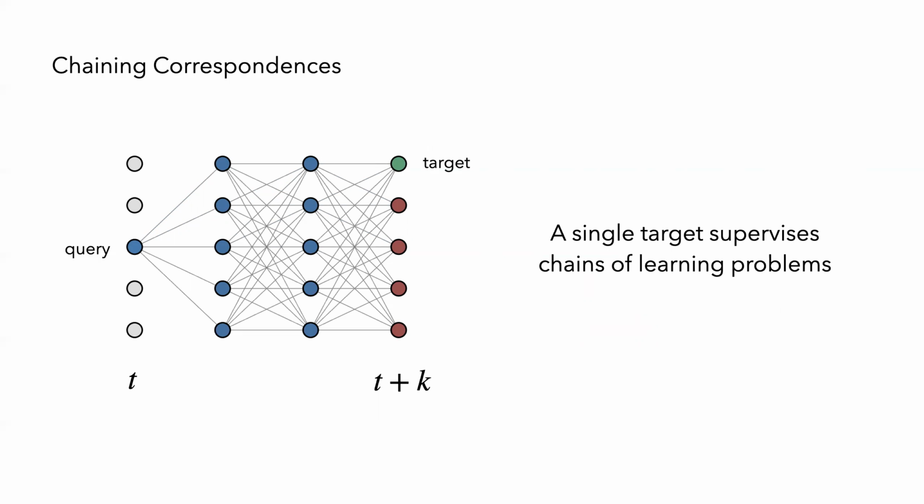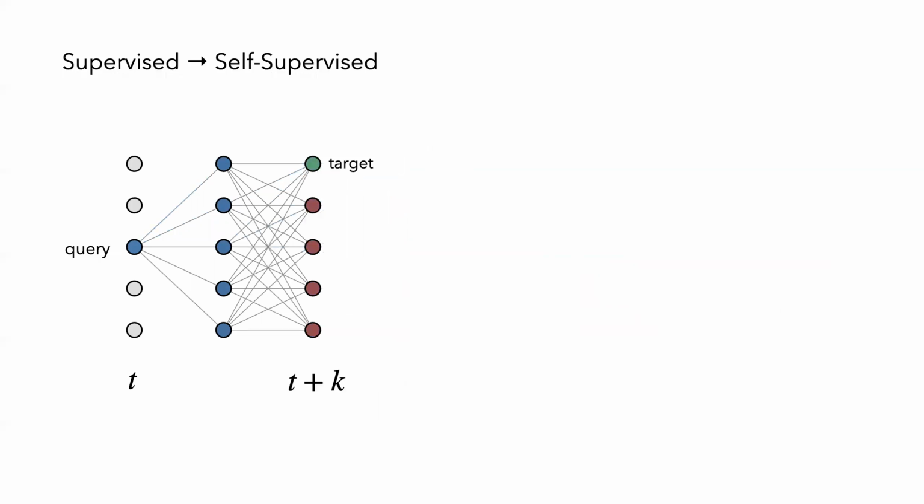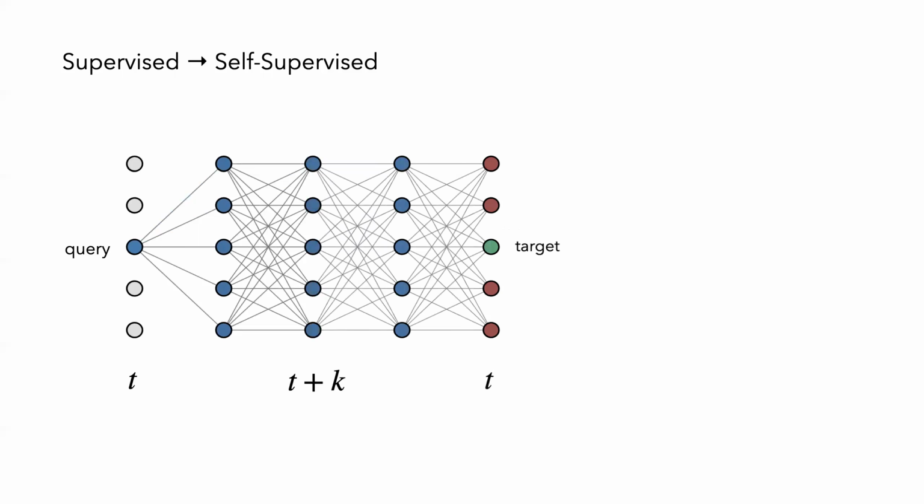But of course, we still need to come up with this target. As we alluded to, we can turn our supervised learning problem into a self-supervised learning problem simply by turning our training sequences into palindromes, at training time only. And so this allows us to supervise all of these contrastive learning problems in our graph without any sort of human labels whatsoever.